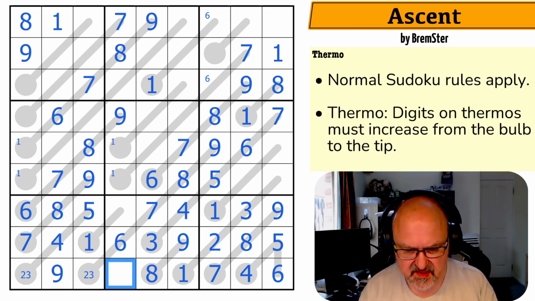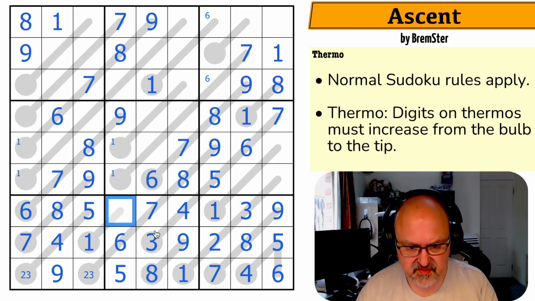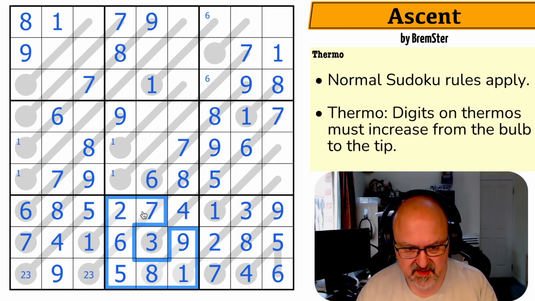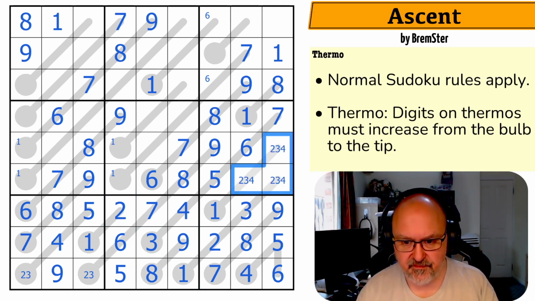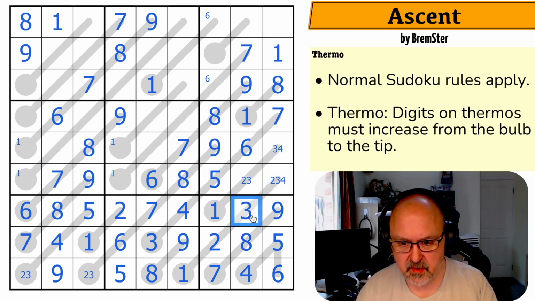The only thing missing in this row is the 5. So this has to be the 2 to complete this box. This is a triple, 1, 2, 3, and 4. This can't be a 2 because it has to be higher. This can't be a 4. So the 4 is in one of those two. This is higher than the 3. That's the 4, that's the 3, that's the 2.